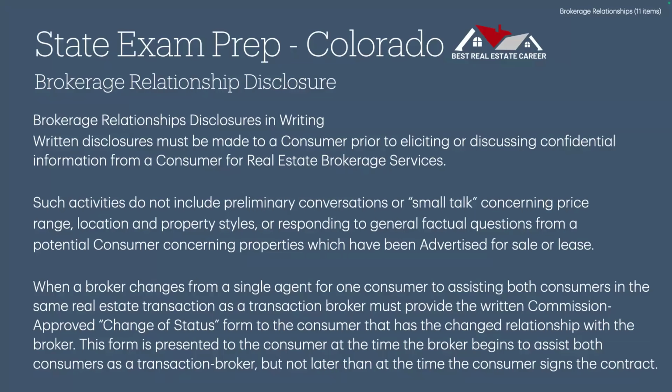And what this means is if we are traveling from an agent relationship to a transaction broker relationship, we have to do a change of status form. The commission has given us this status form. And what it says is, hey, I'm no longer your agent. I am a transaction broker for the transaction, right? Agency, we have a fiduciary relationship. We are there to fight and to help our clients win. As a transaction broker, we're a referee, we're a neutral. And so we have to let them know that that change occurs.